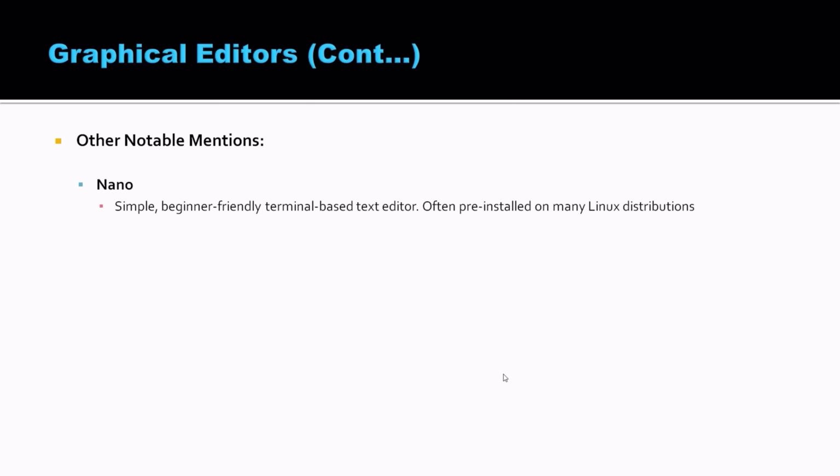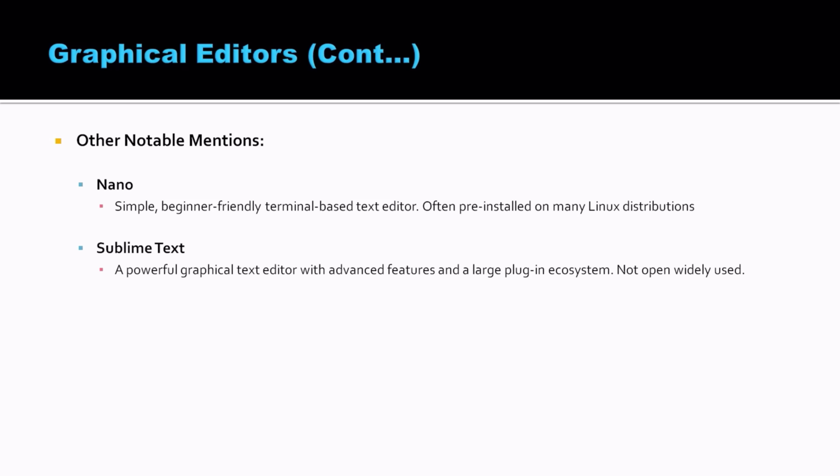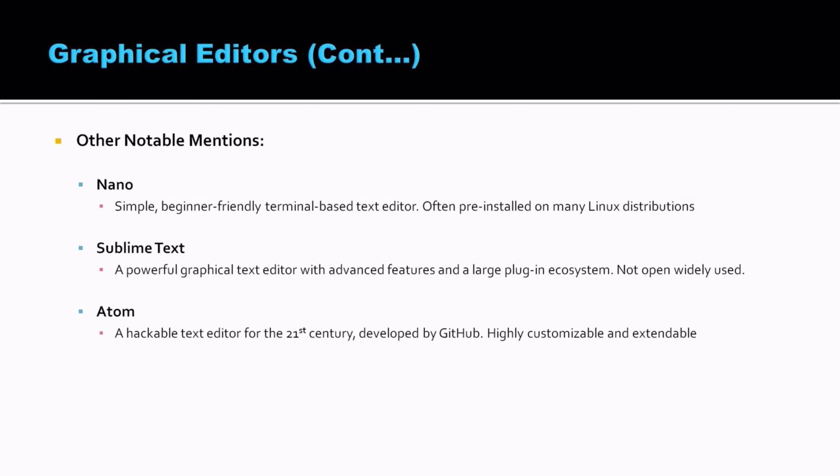And other notable mentions. We have got Nano, a simple beginner-friendly terminal-based text editor, often pre-installed on many Linux distributions. We have got Sublime Text, a powerful graphical text editor with advanced features and a large plugin ecosystem, not open source but widely used. We have got Atom, a hackable text editor for the 21st century, developed by GitHub, highly customizable and extendable.